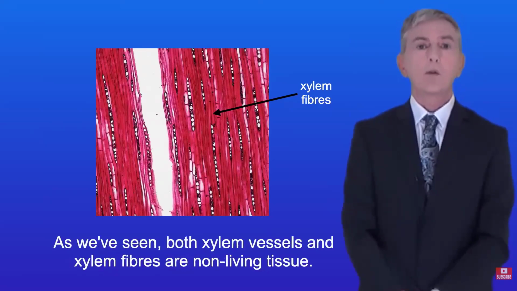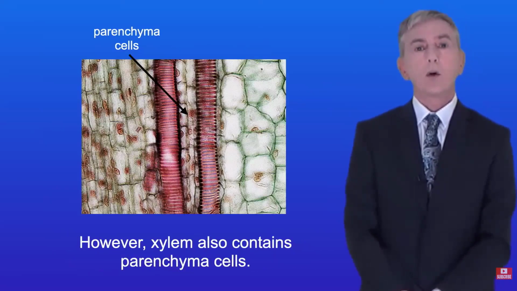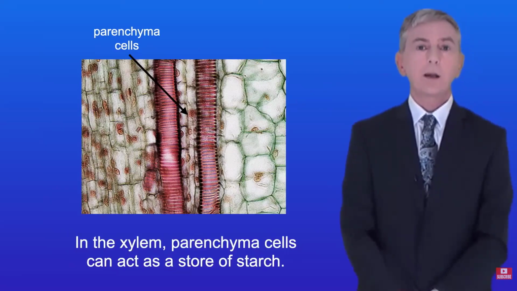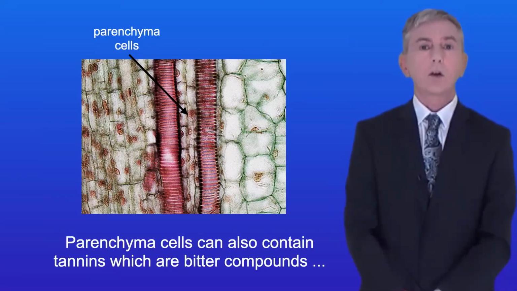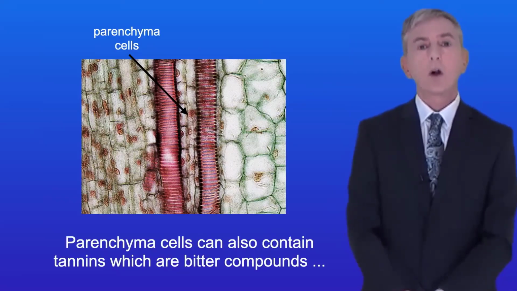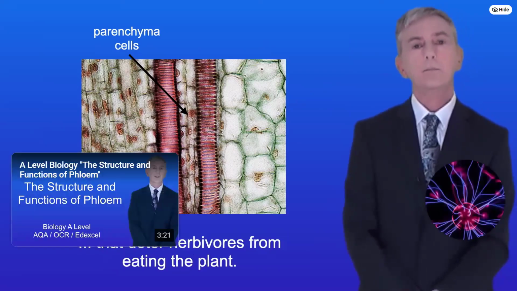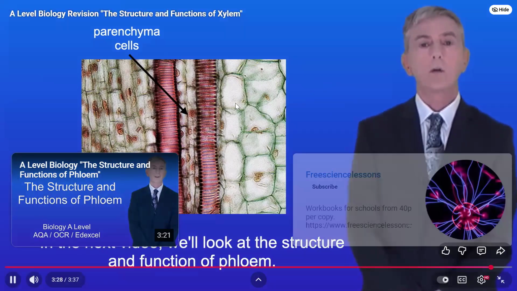So as we've seen, both xylem vessels and xylem fibers are non-living tissue. However, xylem also contains parenchyma cells, and we saw these in the last video. In the xylem, parenchyma cells can act as a store of starch. Parenchyma cells can also contain tannins, which are bitter compounds that deter herbivores from eating the plant. In the next video, we look at the structure and function of phloem.